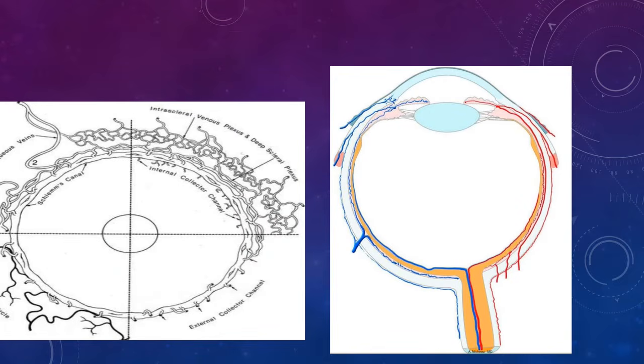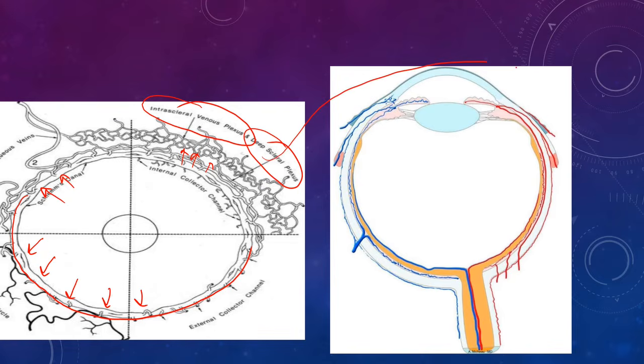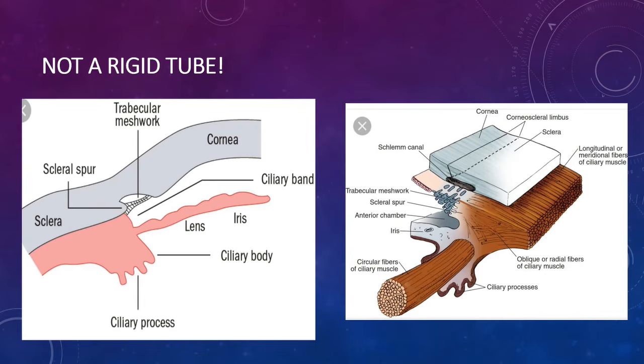So this is the picture. As I told you, everything is present 360 degrees. So Schlemm's canal is present 360 degrees, as you can see. Internally they are collecting the aqueous from the trabecular meshwork, and externally they are opening into the collector channels, and those collector channels again form the intrascleral venous plexus and deep scleral plexus, and finally they drain into the episcleral veins. Episcleral veins are the veins present on the surface of the sclera, on the episclera. Ultimately they drain into the cavernous sinus via the ophthalmic veins. So these collector channels open into these episcleral veins.